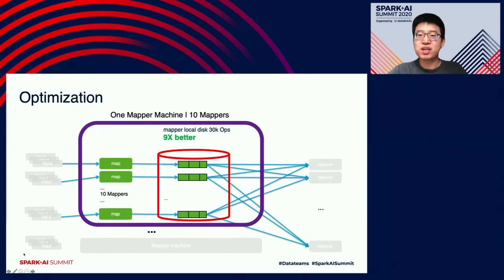Again, if we zoom in and only focus on one machine, in this case, this one machine has only 10 mappers. All those 10 mappers share the same local disk of this machine. One mapper writes the shuffle data once and reads it 3K times for 3K reducers. So in total, Spark will do 30K local disk operations, which is 9 times better than before.